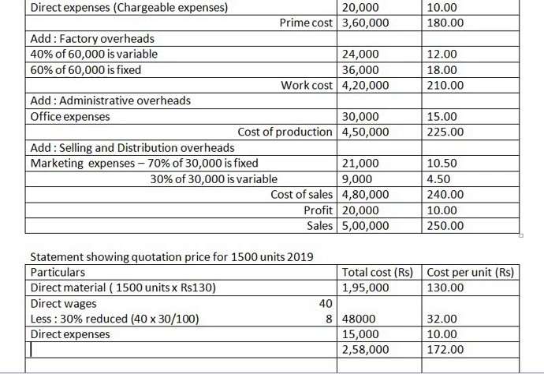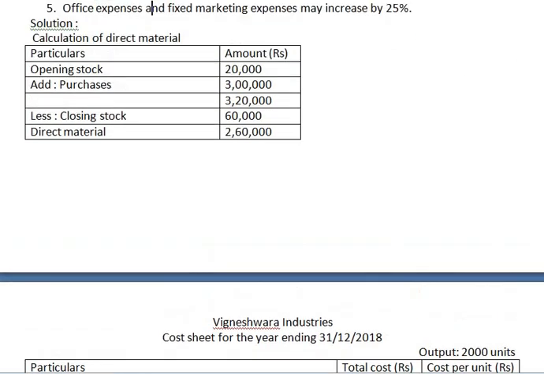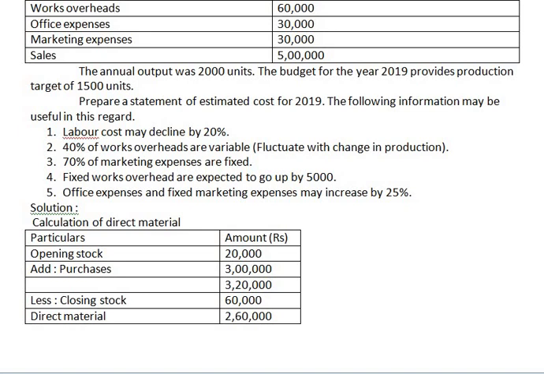So what is this called? This is called prime cost. Okay, now next is add factory overheads. Now for factory overheads, just go through the problem to see if any information is given related to this.